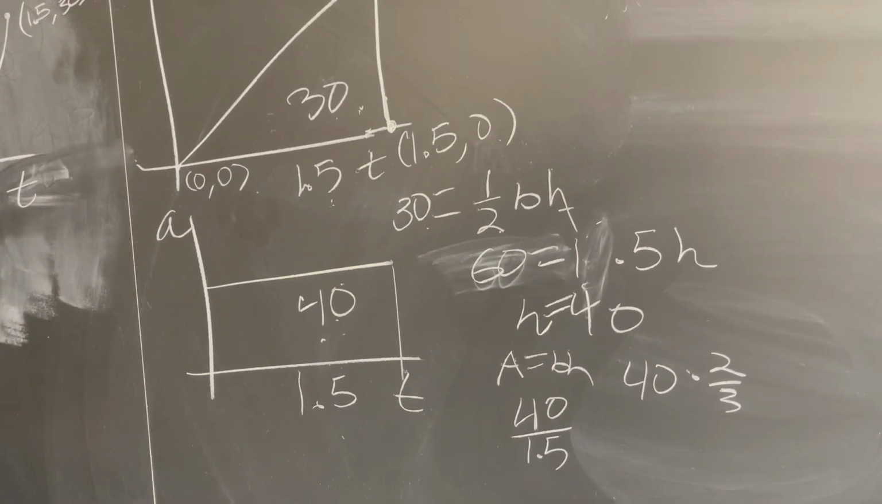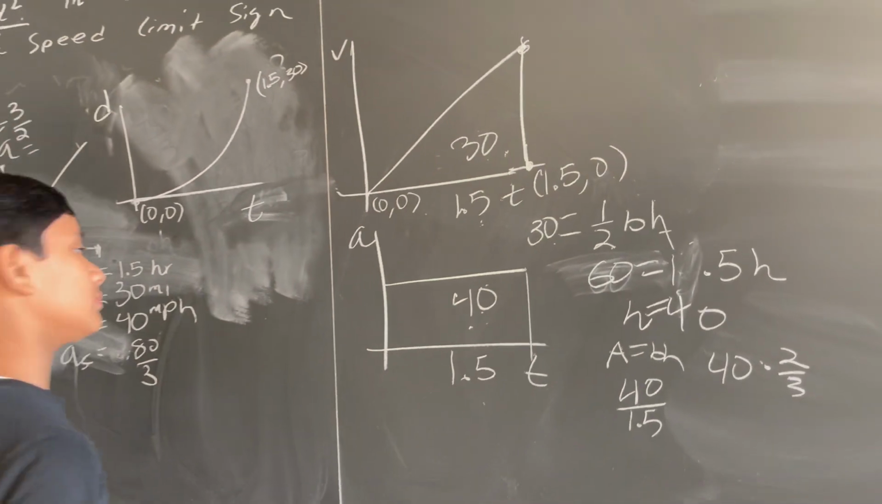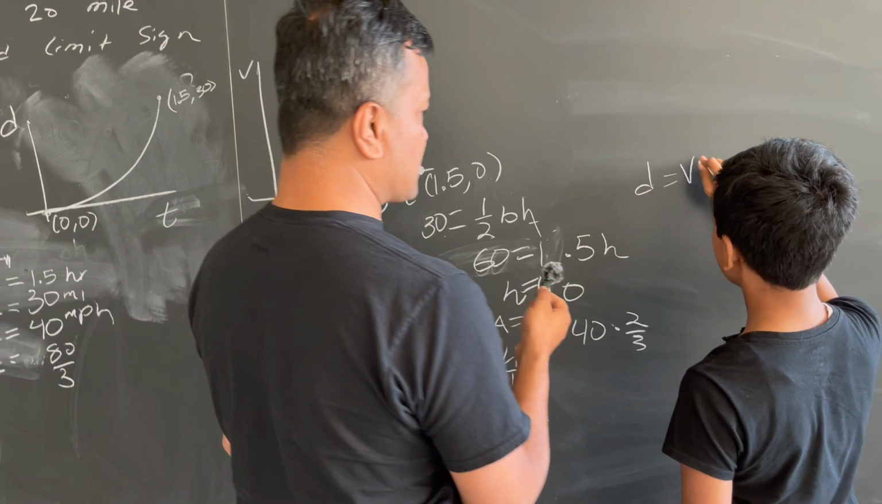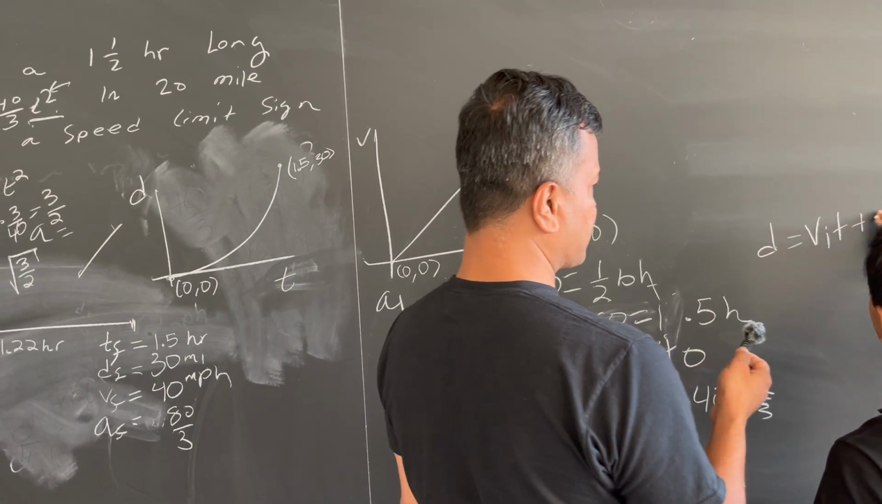I want you to do it with three kinematics equations. D is equal to VIT plus half AT squared. VF is equal to VI plus AT. And VF squared is equal to VI squared plus 2AD.